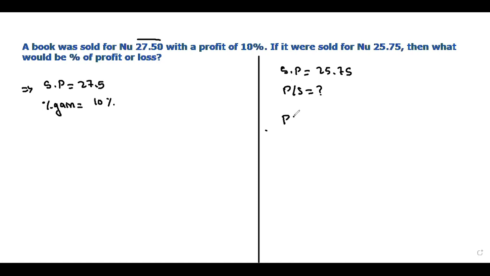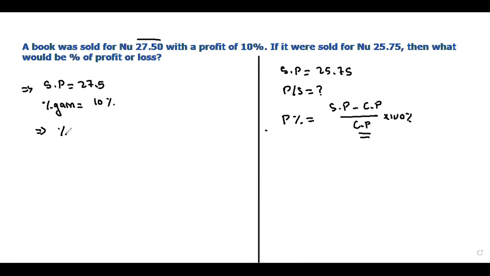Then the profit formula: profit equals (selling price minus cost price) divided by cost price times 100. So when you do that, you need to know the value of the cost price. You are dealing with the same book, so the cost price in both situations will be the same. So from here you have to find the cost price first.